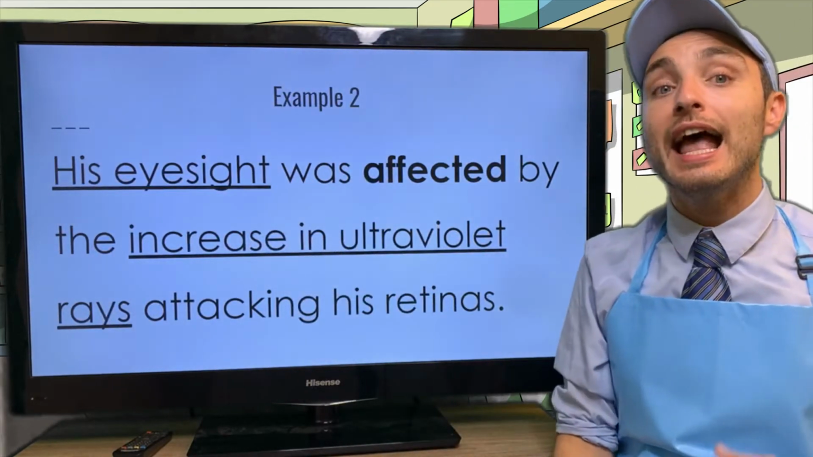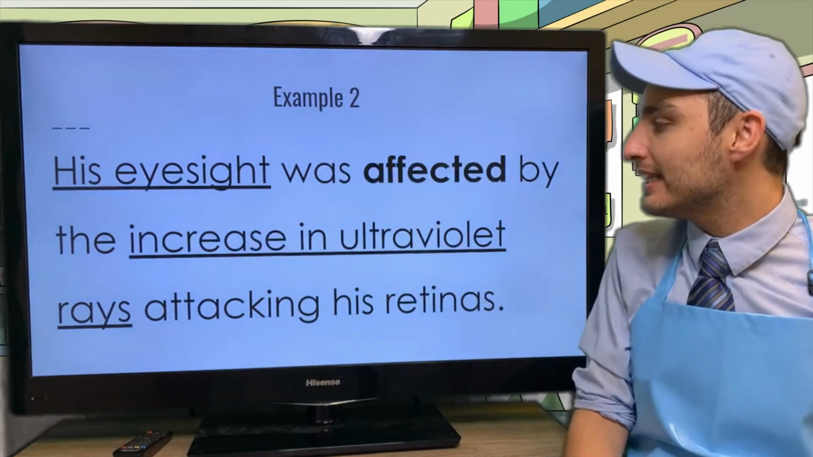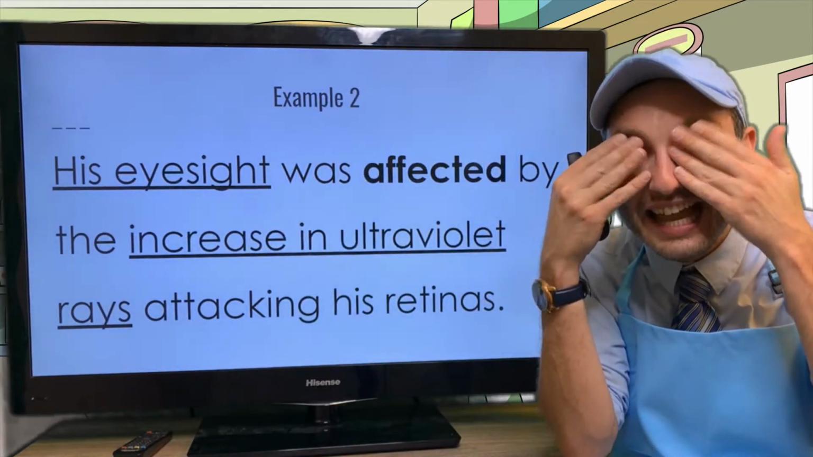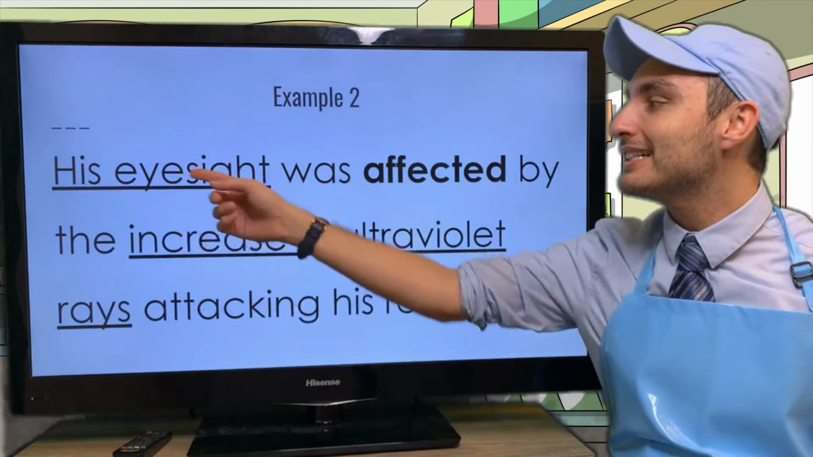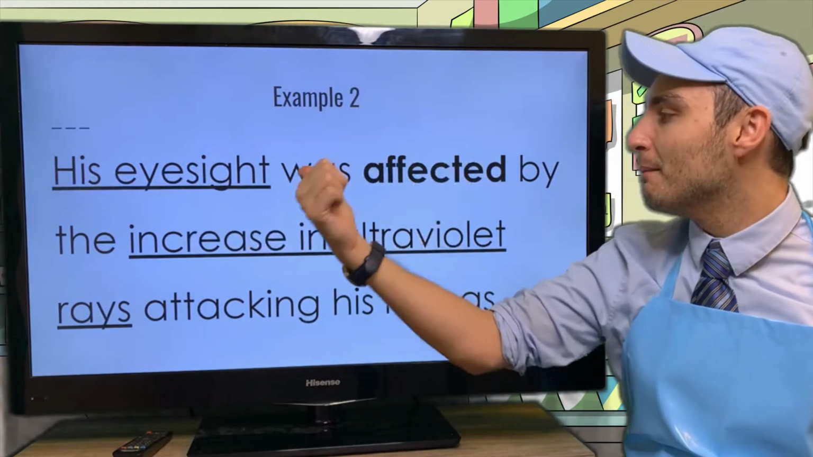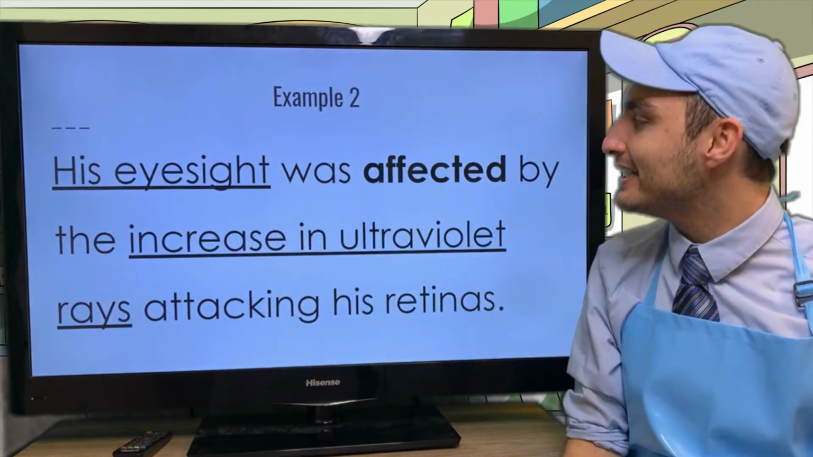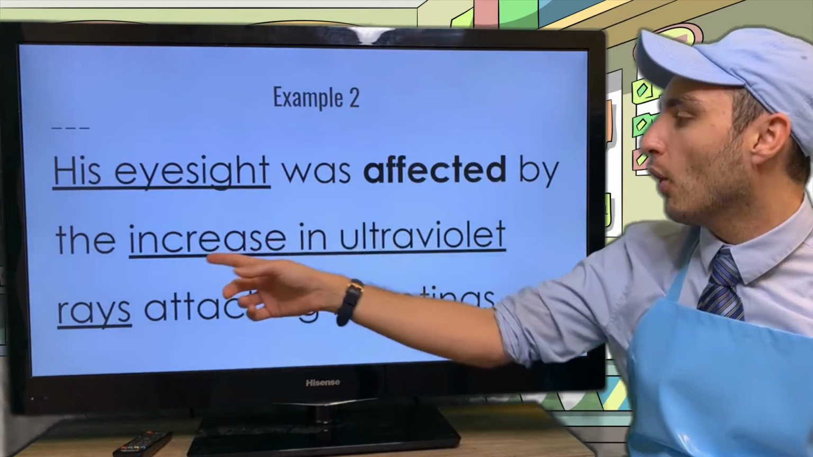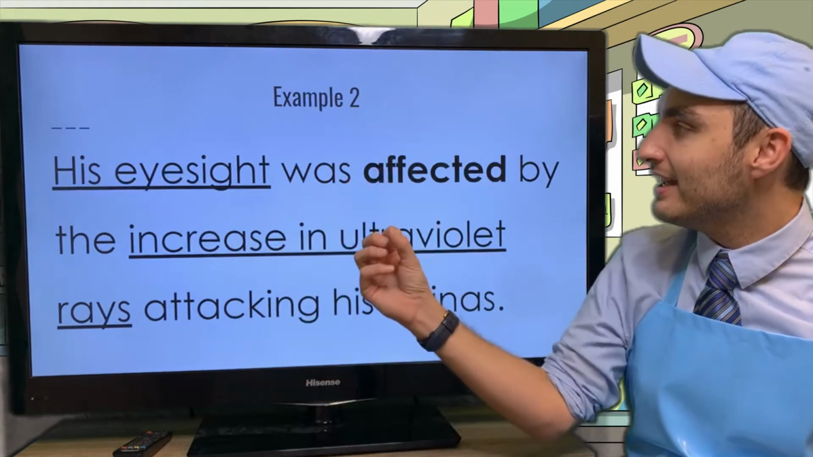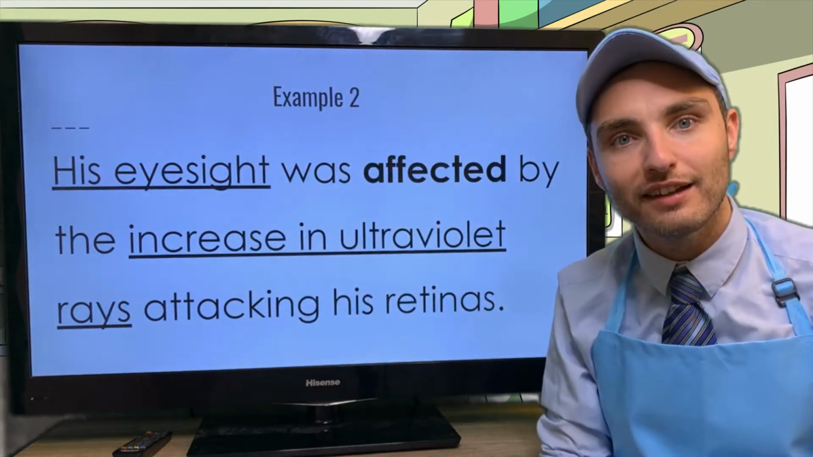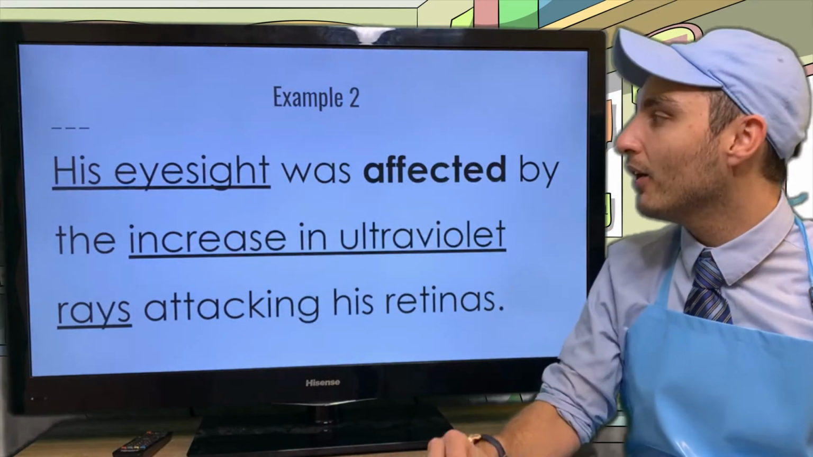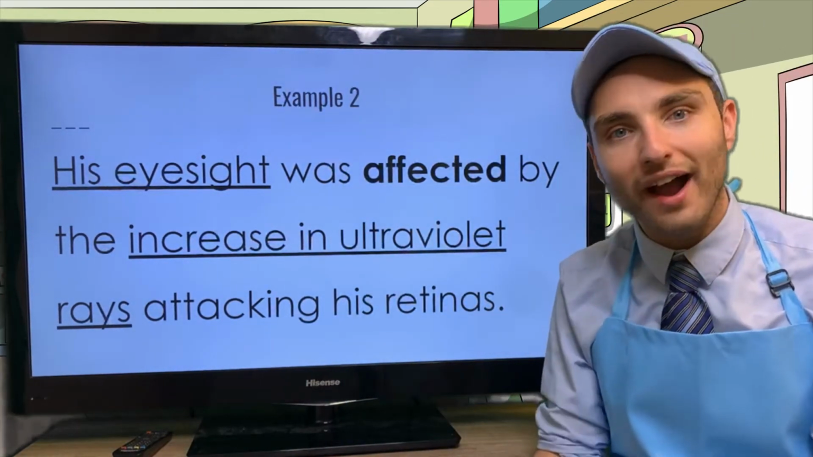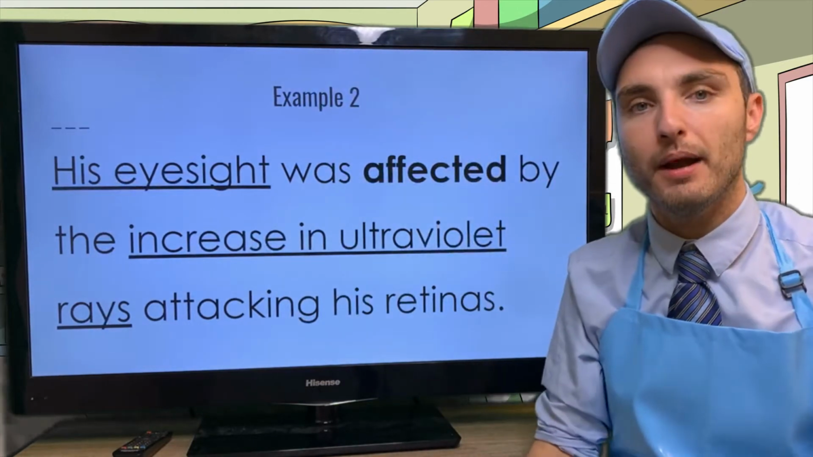Example two. His eyesight was affected by the increase in ultraviolet rays attacking his retinas. Anyway, you'll notice in this example, his eyesight is affected by the increase in ultraviolet rays. I could also flip it into active voice and say, the increase in ultraviolet rays affected his eyesight. Perfect. So either way, as long as you can tell that something is affecting another thing. Pretty cool, right? So use affect as a verb.